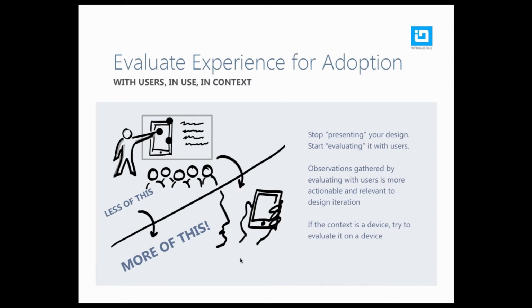And this is very true: you could have users in the room where you're doing this fancy presentation, and then you wait outside the room, and instead of presenting, you give the same application on some kind of device and ask them to do something. They would have a very different kind of feedback than they would have had while they were just passive observers of your presentation. So context is key. If the context is the device, you try to evaluate it on the device, right?